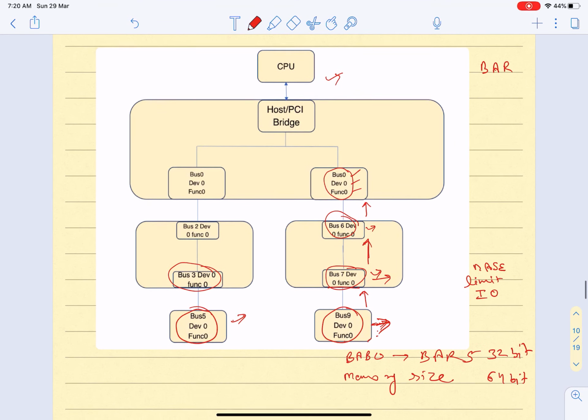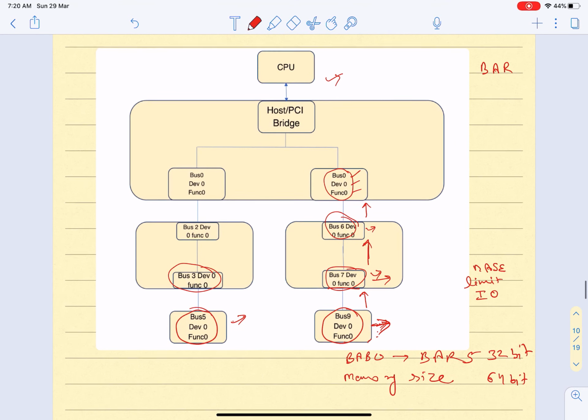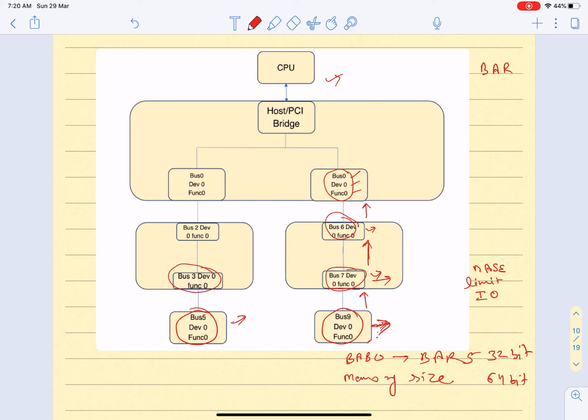I think that's it. So now we understand that in enumeration, the host identifies the location of the devices, features of the devices, and maps the memory of the device to the system memory. After these steps, PCI devices are ready to be used.